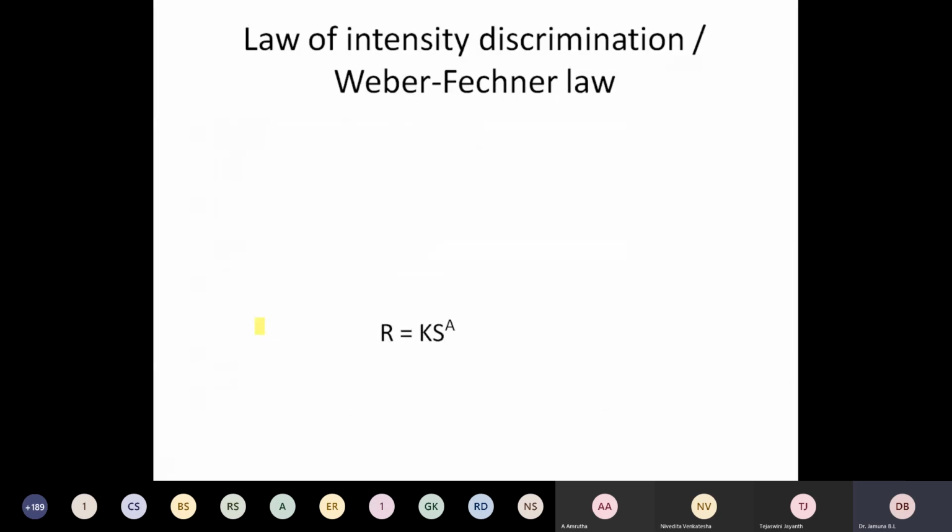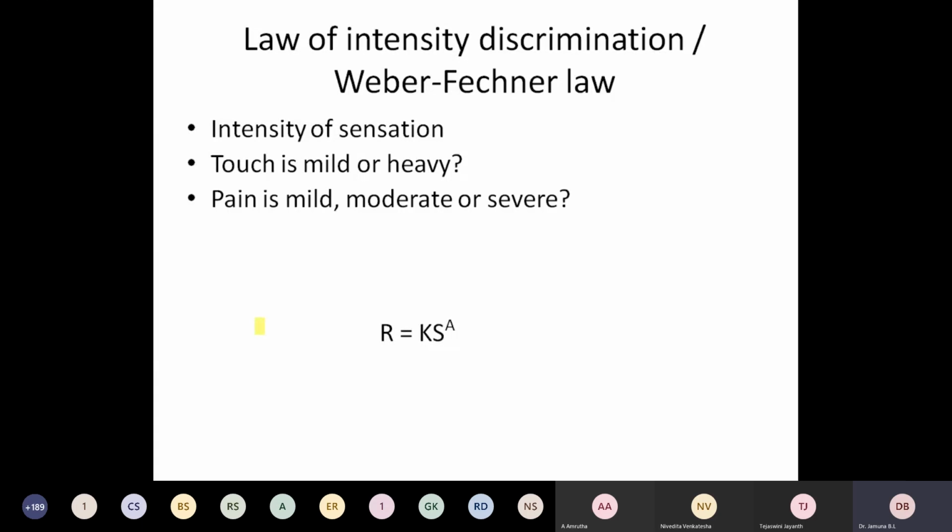The next important property is the law of intensity discrimination, or Weber-Fechner law. As the name itself suggests, it depends on the intensity of the stimulus you are giving. Depending on that, your intensity of sensation also varies. So how are we going to differentiate whether the touch is mild or heavy? That is called a light touch or a pressure, right? And whether a pain is mild, moderate or severe. Sometimes you will say it is acute pain, sometimes it is very severe. Depending on its subjectivity, how can I discriminate all these things?